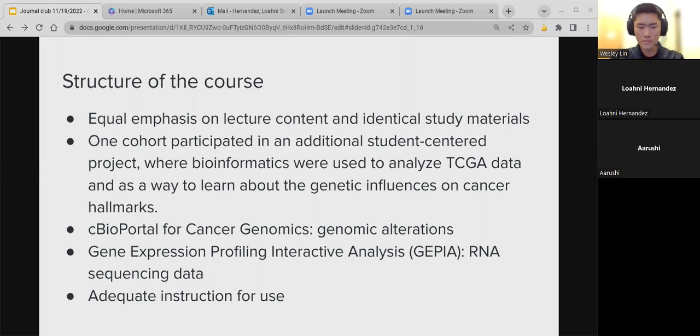This project involved numerous tools for gene analysis, one of which being the cBioPortal for cancer genomics. This tool was used to investigate mutations and copy number alterations in tumors. Another tool being used was GEPIA. This tool studied RNA sequencing data in order to identify the differences in gene expression between tumors and normal tissue. It is also to be noted that students were provided with guidance on the optimal use of these tools for accurate results.